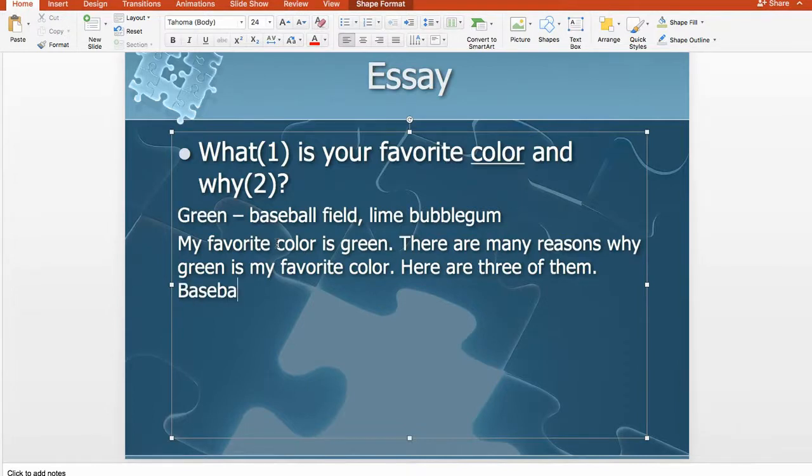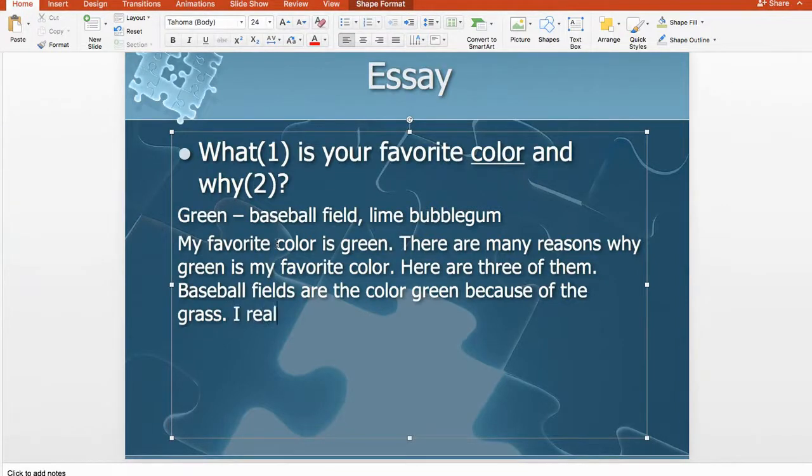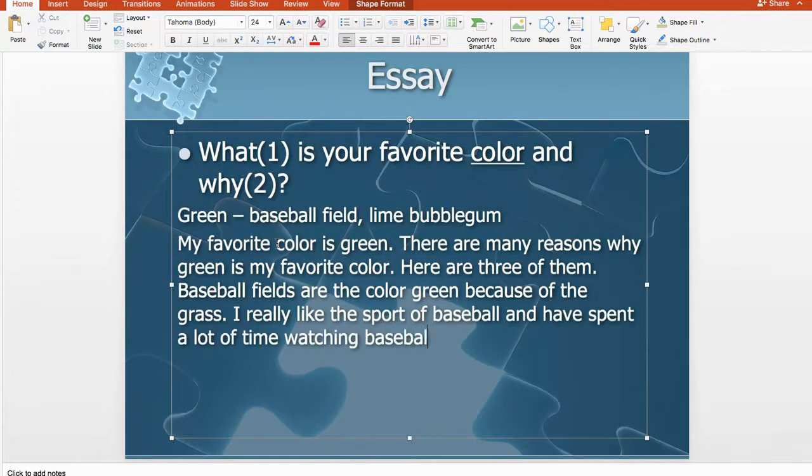So baseball fields, the color green because of the grass. But then the question becomes, why does this make it my favorite color? I really like the sport of baseball and have spent a lot of time watching baseball games. So seeing green gives me a good feeling. So now I've explained the why.